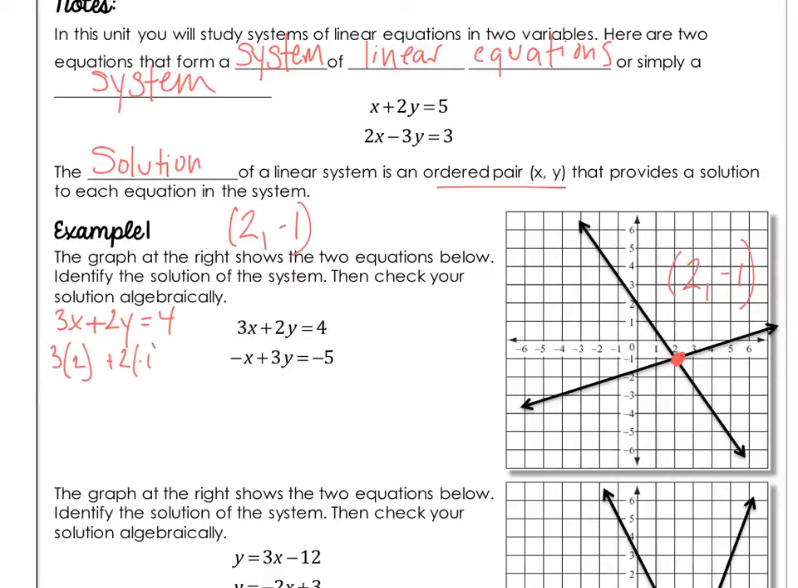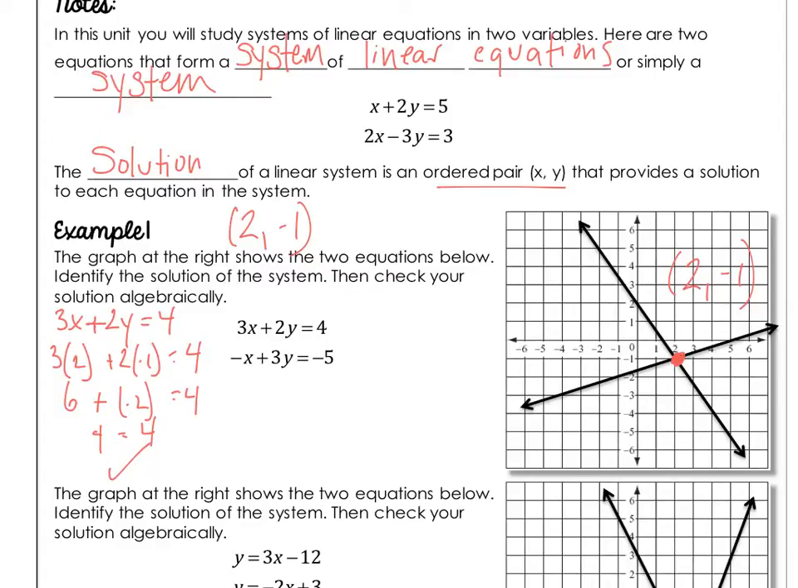Y is -1. Let's see what happens. 3 times 2 is 6. We're going to add that to 2 times -1, which is -2. Does that equal 4? It sure does. Yeah, 4 happens to equal 4. So we can't stop there.